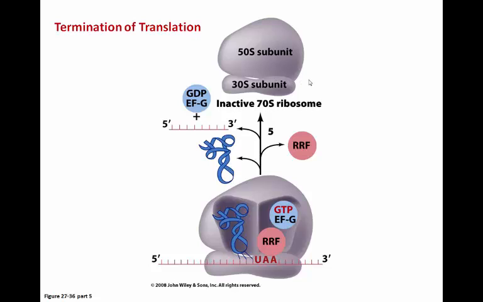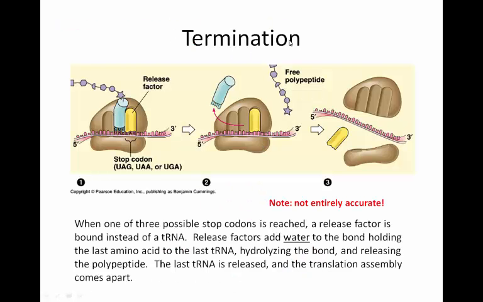That's actually controversial. Most references say that these two will dissociate so that we can reassociate them on a new messenger RNA. So keep that in mind. Depending on your reference, it'll show it either coming off as a 70S or it will show dissociation into a 50S and a 30S. Here's another version of termination.